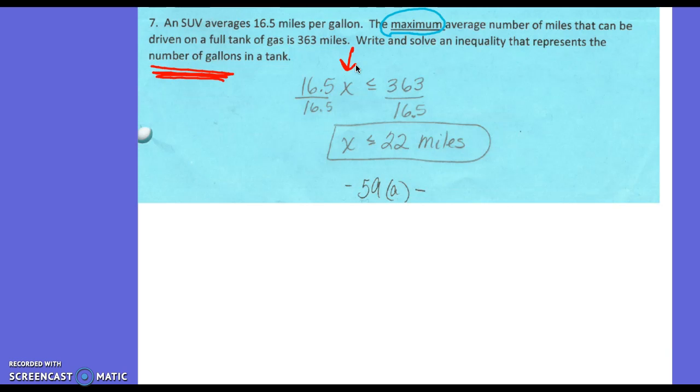So it's kind of the opposite. You think maximum, you think bigger. But if something is a maximum, that means that's the tallest, the highest that it could actually be, and it could be lower. So it's less than or equal to for maximum. And we're going to talk about that more today. Solve it, divide by 16.5, and this is your final answer, which means that you could go 22 miles or less. That's what x is less than or equal to 22 miles.